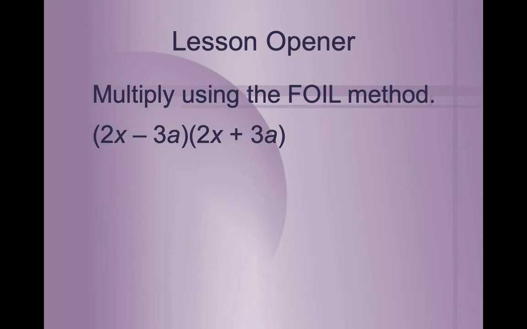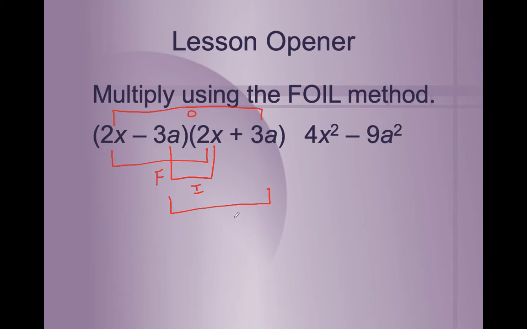Pause the video here, solve this one using the FOIL method, and then we're going to go over the answer. So the answer is 4x squared minus 9a squared. Again, FOIL method is multiply your first terms, 2x times 2x, that's 4x squared. Multiply your outside terms, 2x and positive 3a, and then your inside terms, negative 3a and 2x, and then your last terms, negative 3a and 3a.